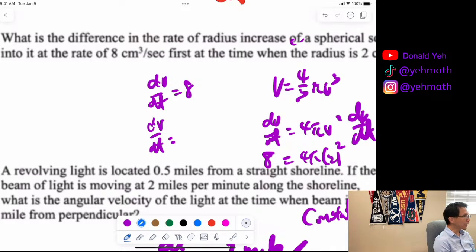Okay, so try to do it on your own. Your answer should get 4 over 5. Anybody got 4 over 5 here? The answer for the revolving light is 4 over 5. So try to do it yourself right now. See if you got it.